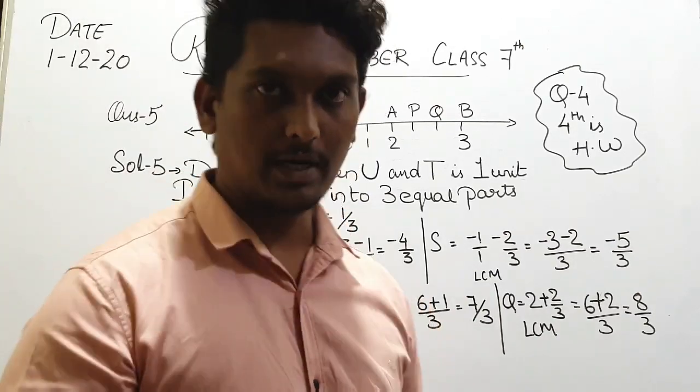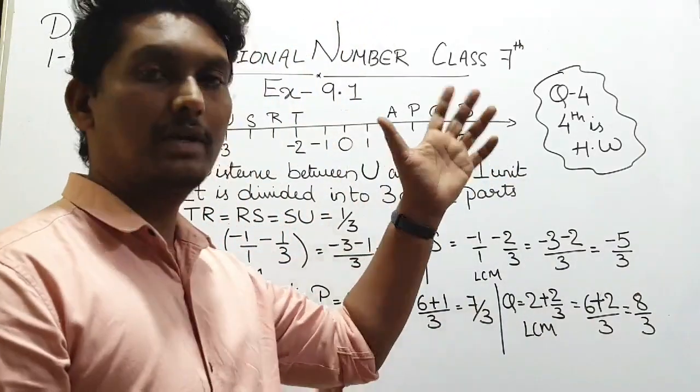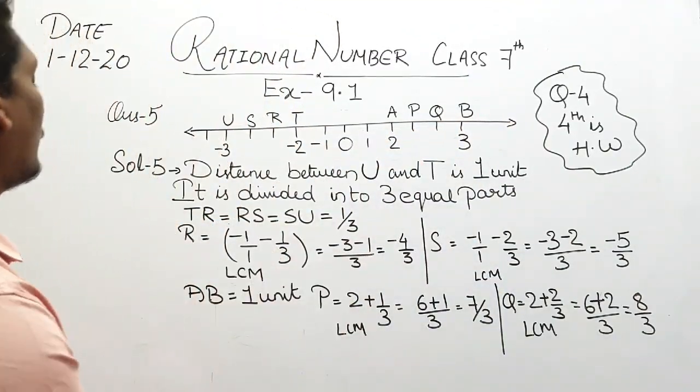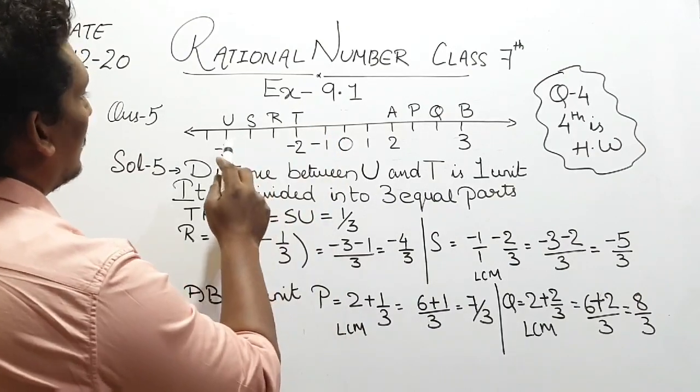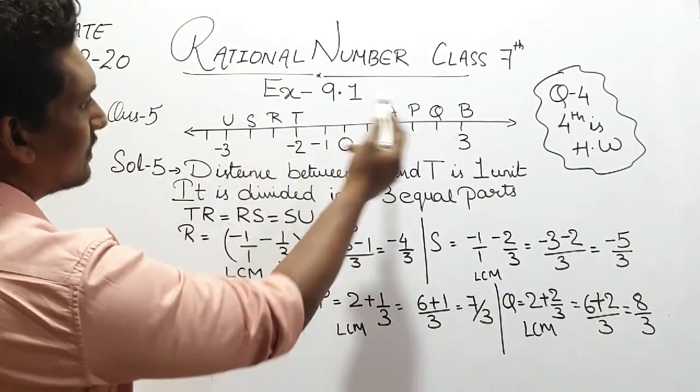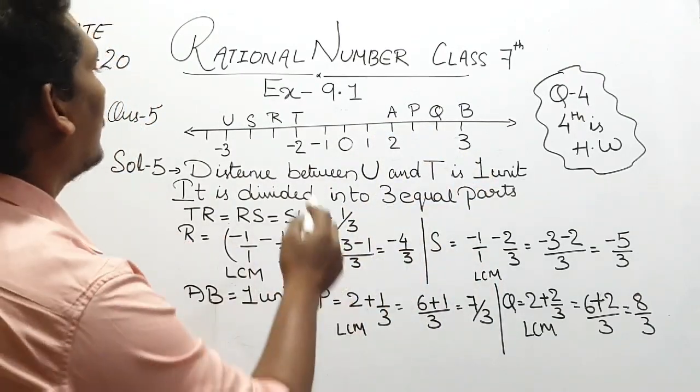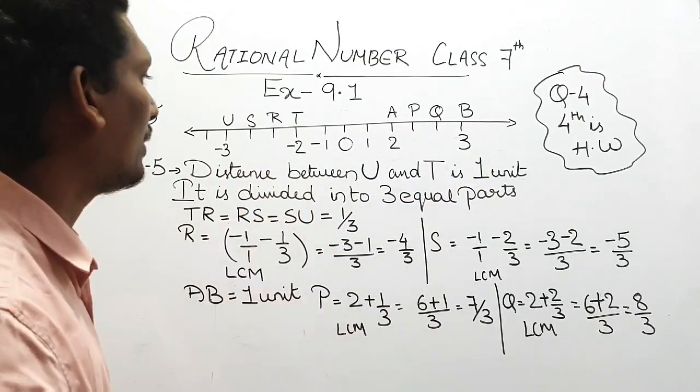Okay, now come to question number 5. I have just drawn the figure, the main part that is required. So here we have a number line. This is the negative side and this is the positive side, and 2 and 3 is a total of 1 unit, and here minus 2 and minus 3 is 1 unit.